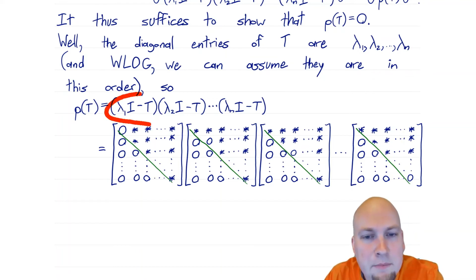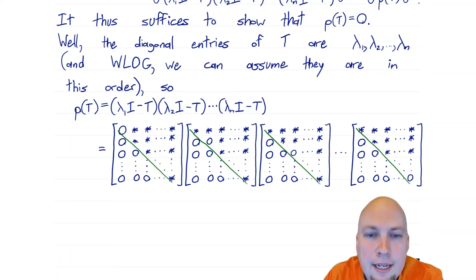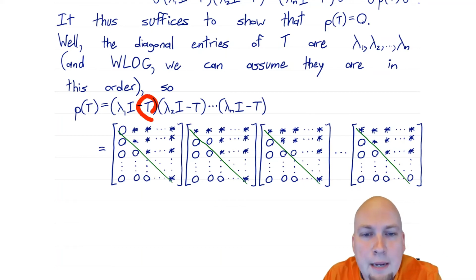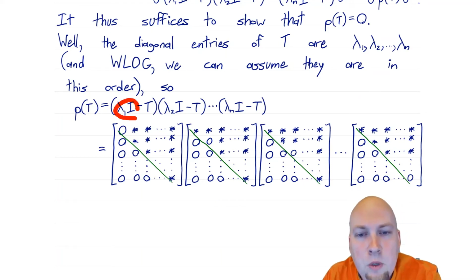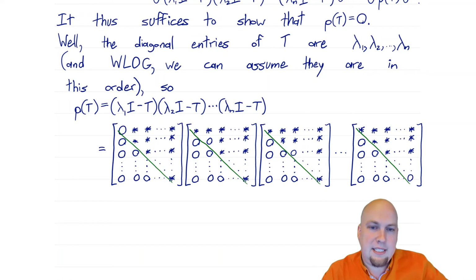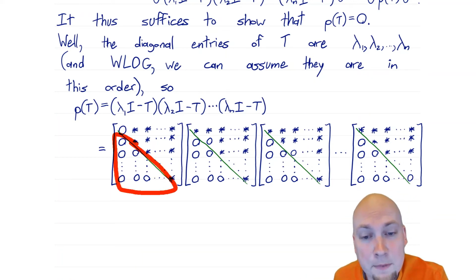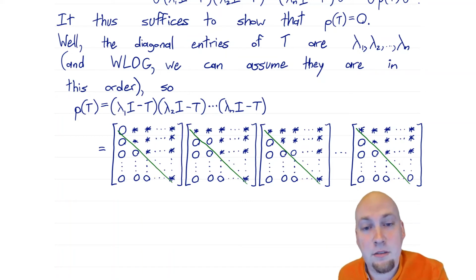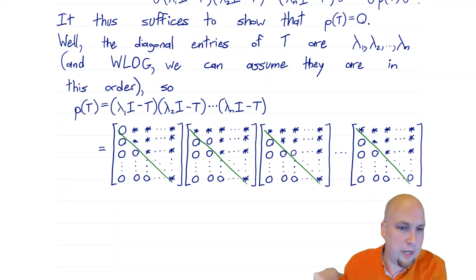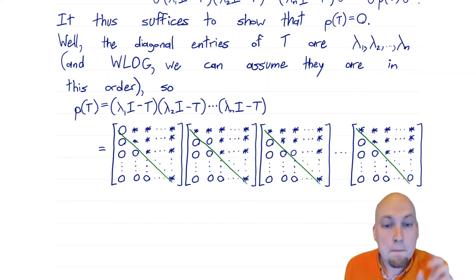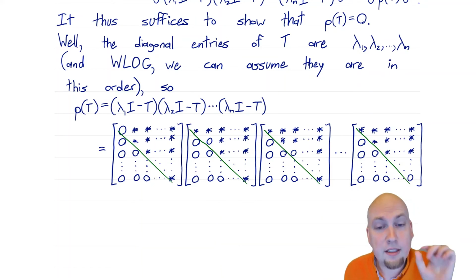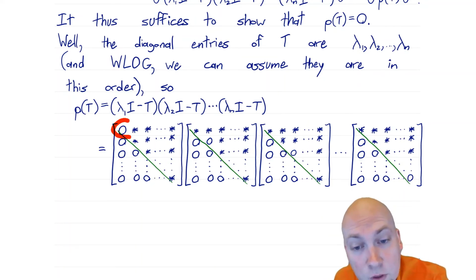So let's focus on lambda 1 I minus T for a second. Remember what's happening in T. T is upper triangular. Lambda 1 I is just the matrix with lambda 1's down its diagonal. So it still has zeros below its diagonal, right? It's still an upper triangular matrix, just because it's diagonal minus upper triangular. You're not doing anything in the bottom left corner. But there's one more zero there. There's an extra zero also in the top left corner, and why is that?